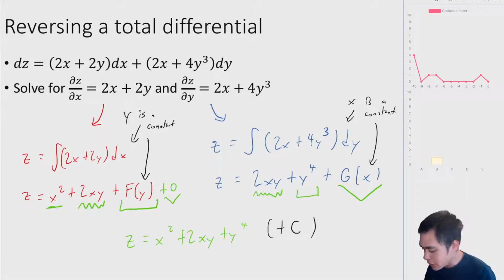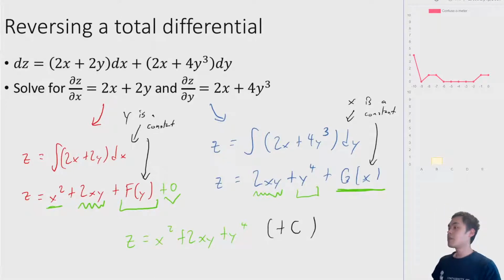Oh, yes, sorry, that is correct. The g of x actually does correspond to the x squared. Thank you, I wrote that wrong. Yeah, so g of x corresponds to the x squared, the 2xy is the same, and the f of y corresponds to y to the fourth. Sorry if that was confusing.